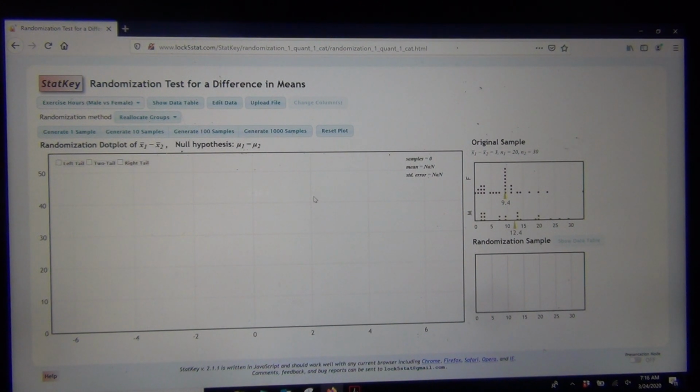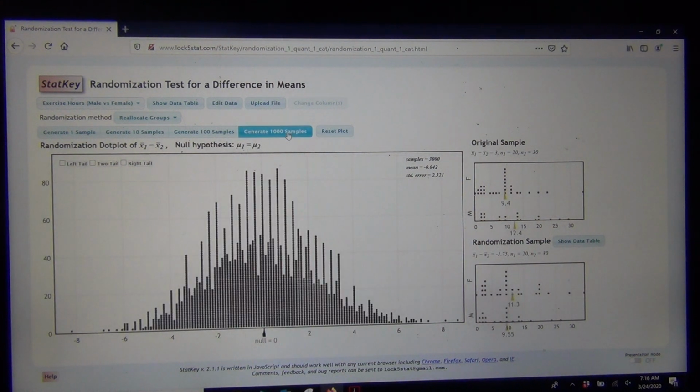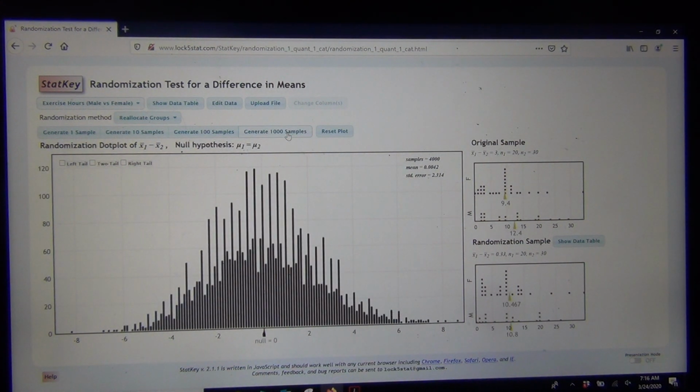Alright, so again, we're going to assume the null hypothesis is true, and we're going to collect random samples under the premise the null hypothesis is true. So just click this 1,000 samples button a bunch of times. Remember, your samples, when you do this, will not be the same as mine. There will be some variability in our answers when you do randomized simulation. Alright, so we're doing a two-tailed test, so we're going to go two-tail.